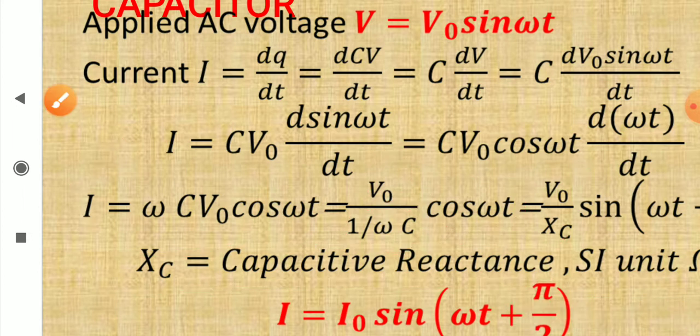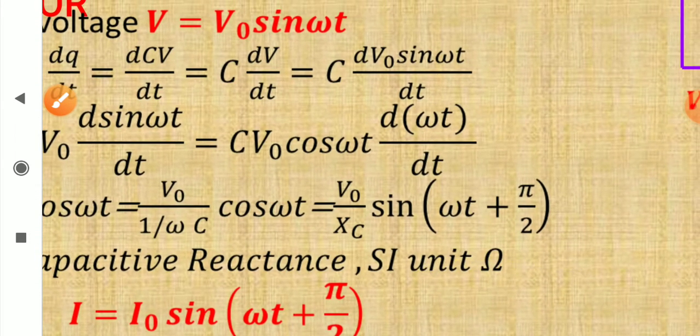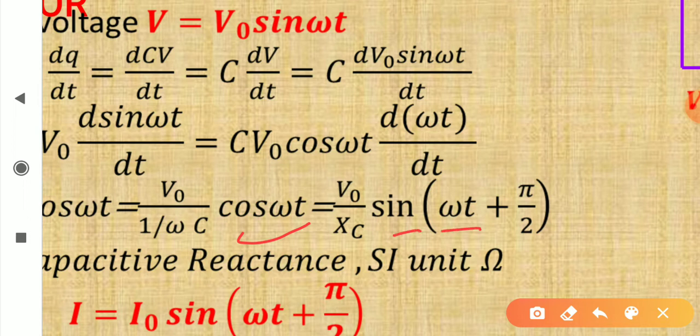converted to a sine function. Let's see how it is converted. cos omega t can be written as sine omega t plus pi by 2, right? And this term, V naught, the peak voltage, upon this resistance gives you the peak current. So now the current through the capacitor becomes I is equal to I naught sine omega t plus pi by 2.